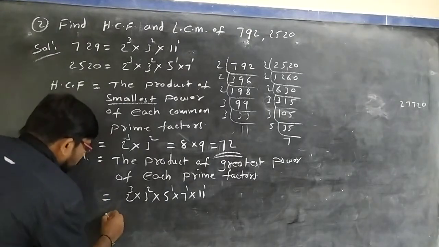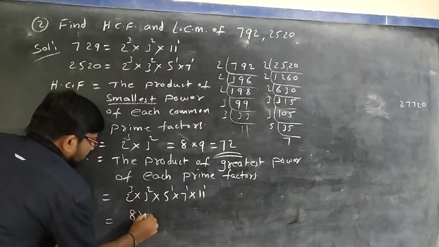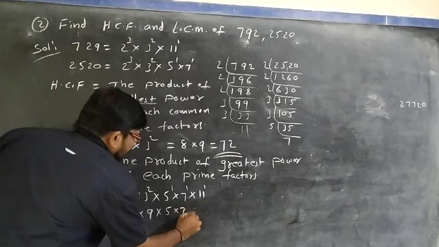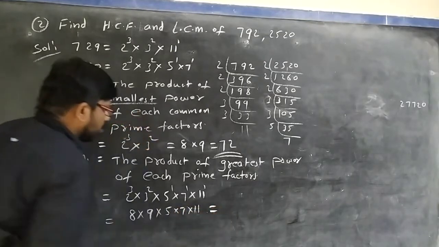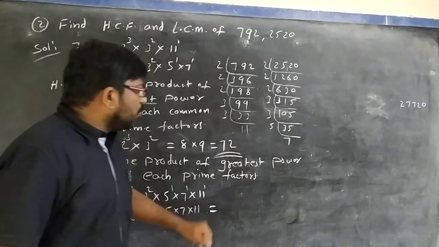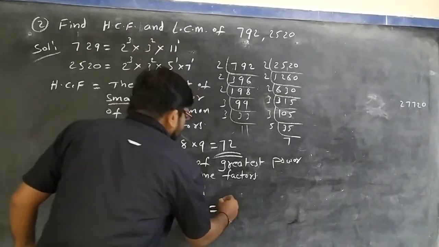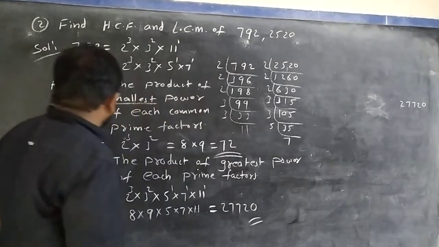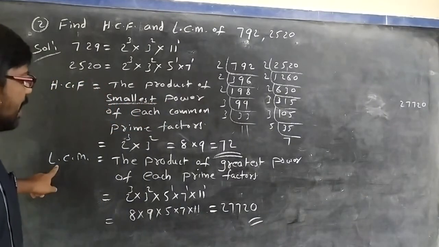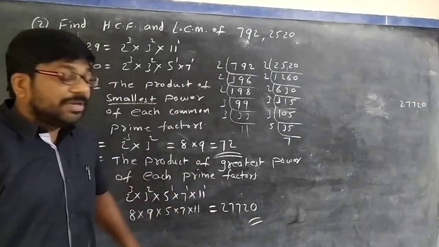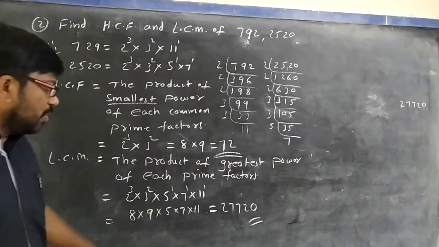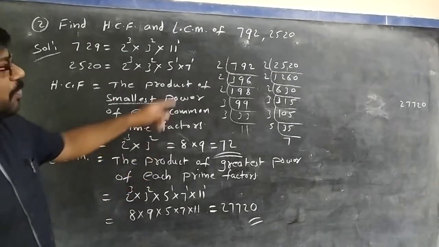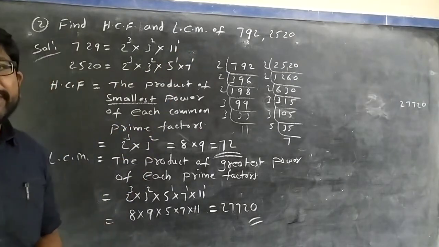So that is equal to 2 cube, 8, into 3 square, 9, into 5 power 1, 5, into 7, into 11. If we multiply all, we get 27720. So that is the LCM. The LCM of the given numbers is 27,720. That is the least common multiple of both numbers.